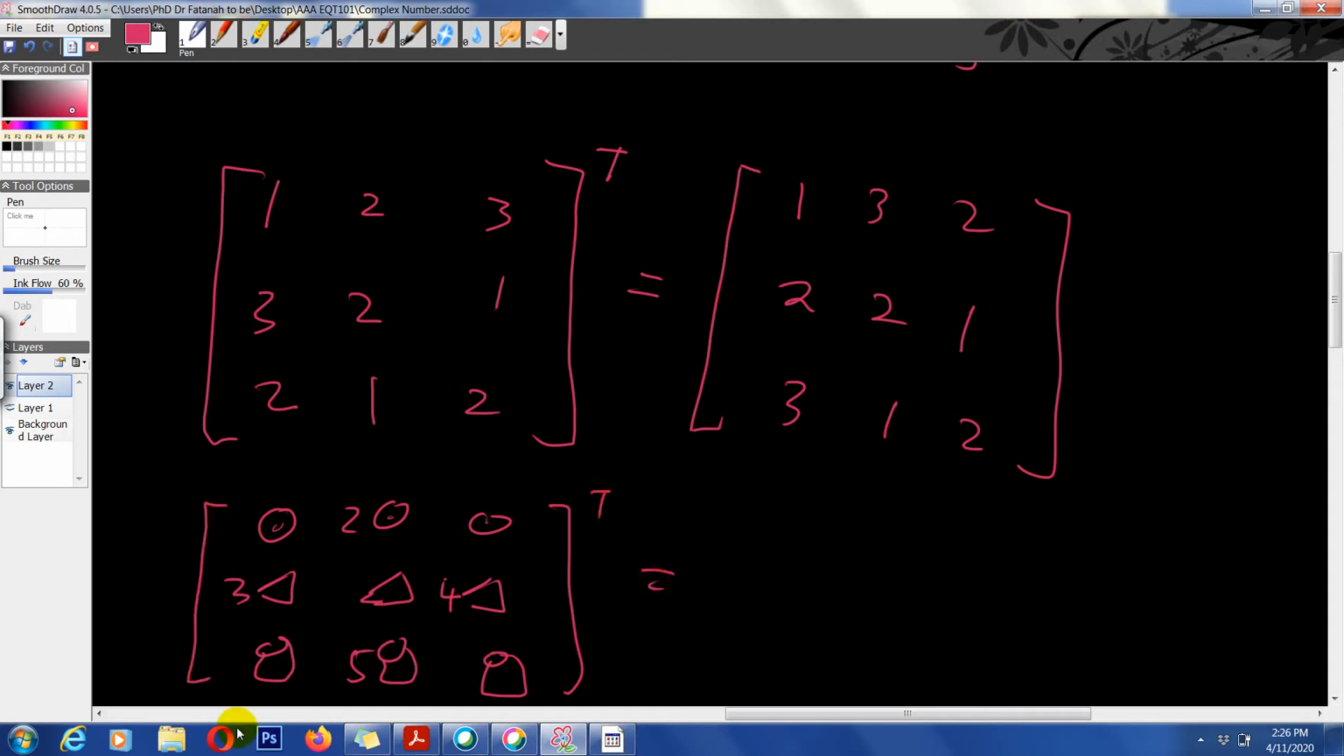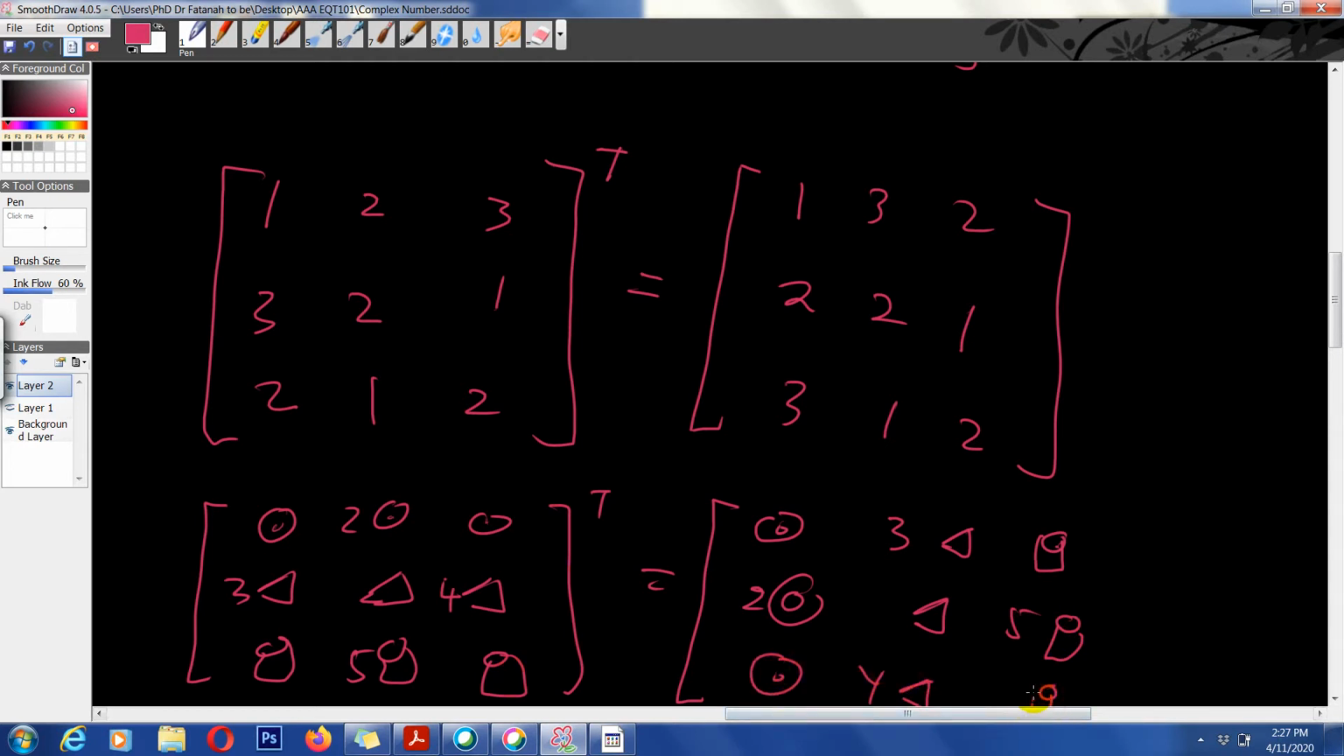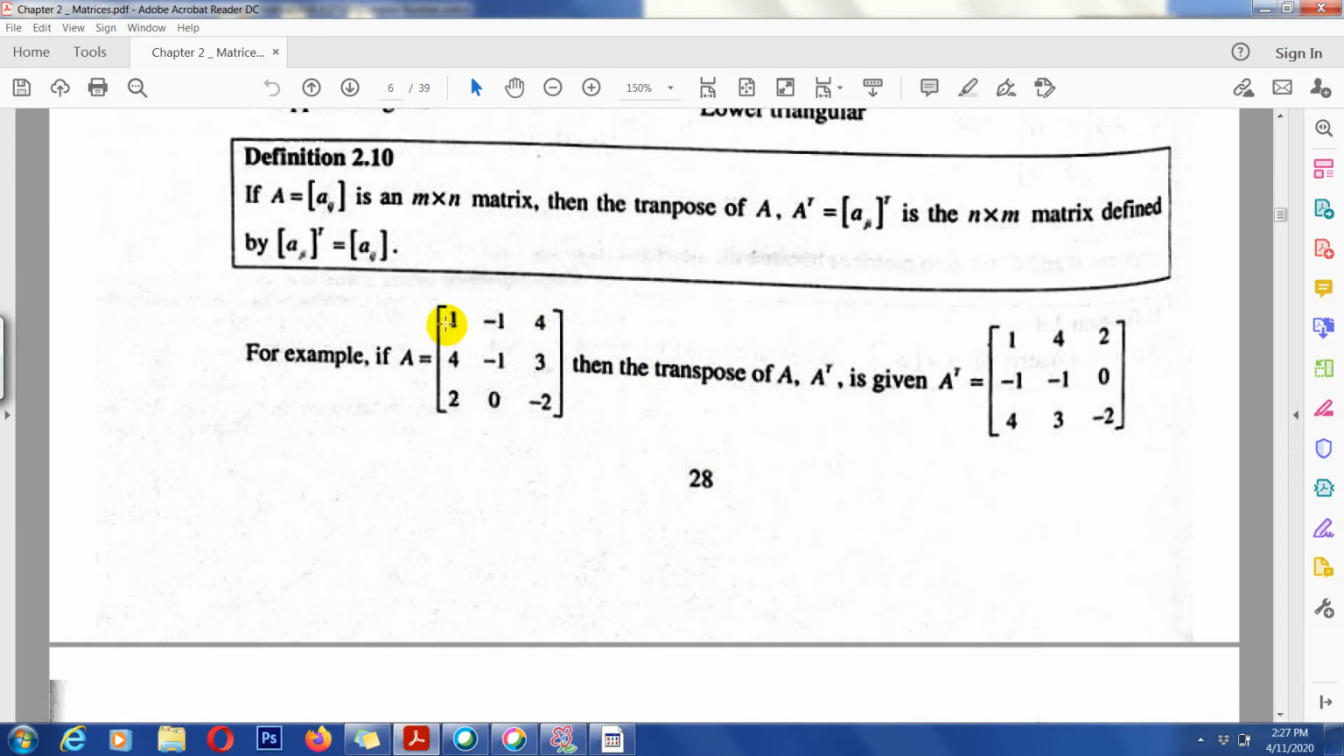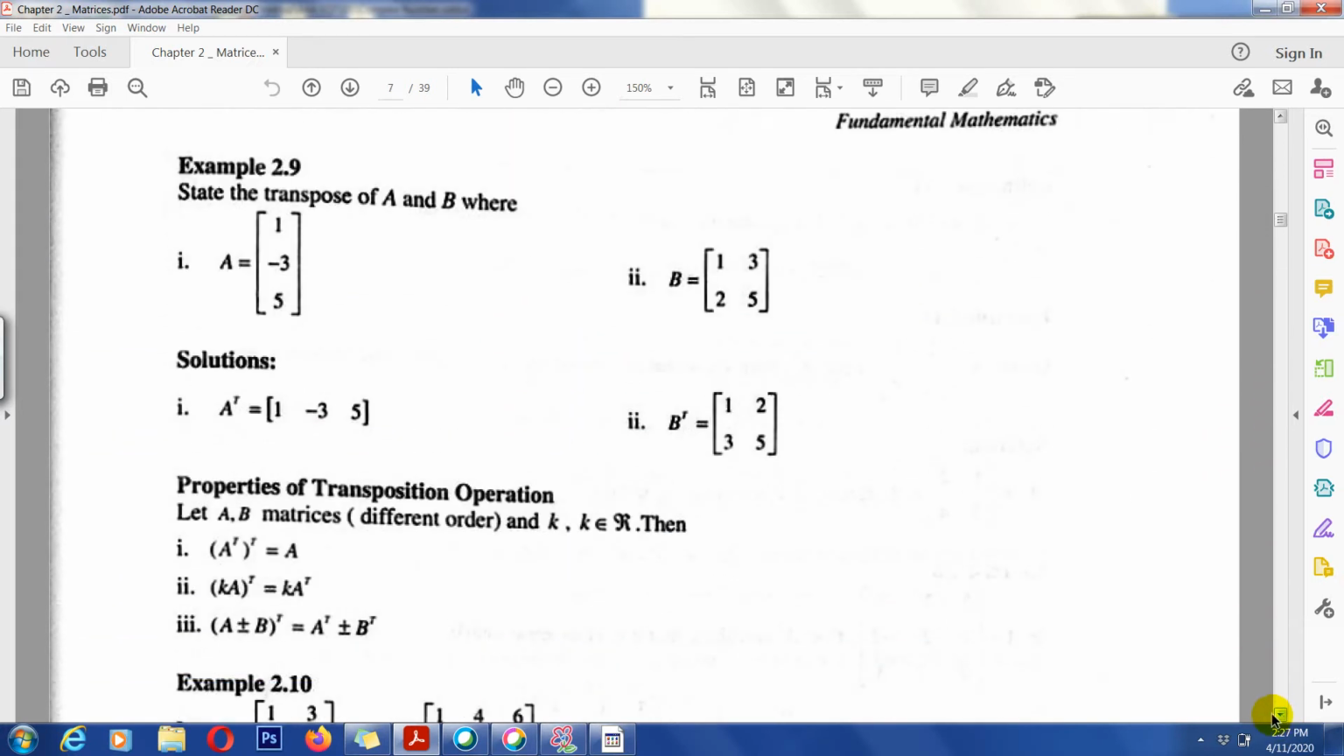It's easy. We just take the first row. The first row is donut, 3 cake, and T. Second row, we have 2 donut, cake, and 5 T. And then we have another one, donut, 4 cake, and T. Right? This is the transpose. It is about position, how we arrange the position. This column will be the first row, this column will be the second row, the third column will be the third row. We call it a transpose.